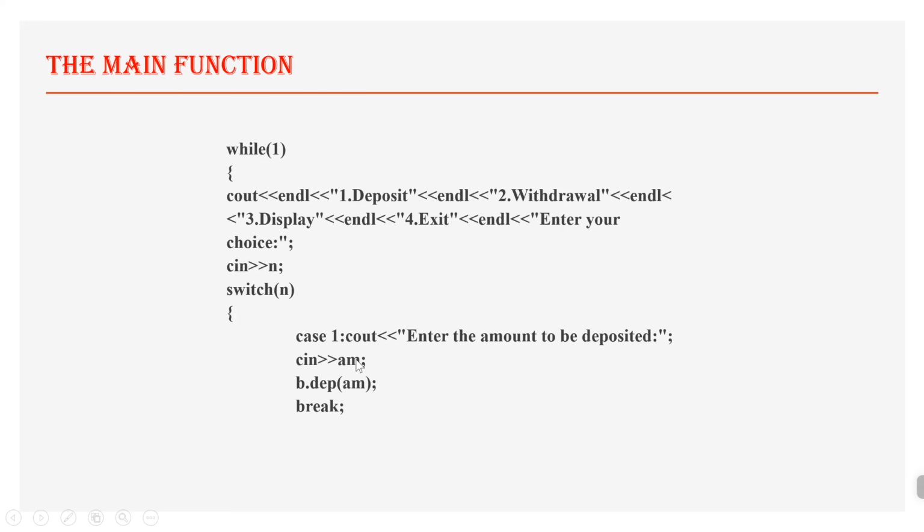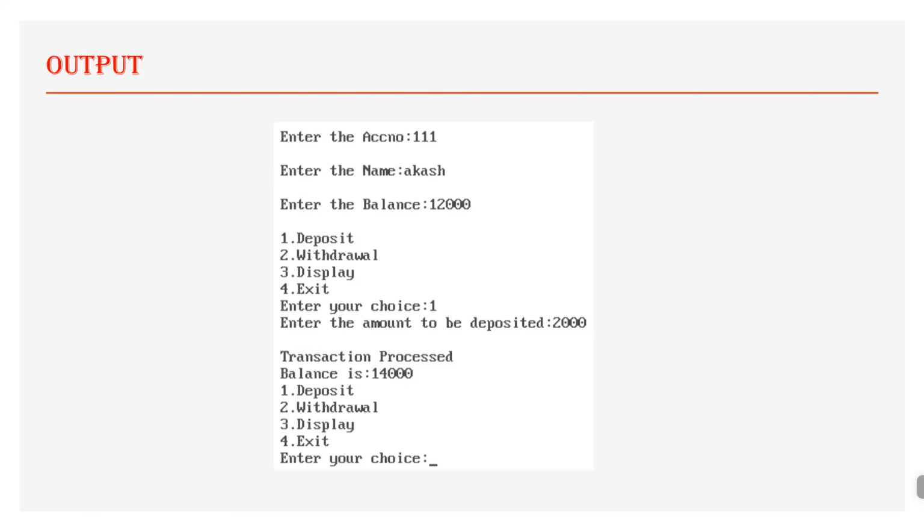But one more point you need to look into here in the main function. This is what is called a menu. One, deposit. Next line, 2, withdrawal. Next line, 3, display. Next line, 4, exit. The next line, enter your choice. So it will be in that format. For example, if I show this, you will get this type of output.